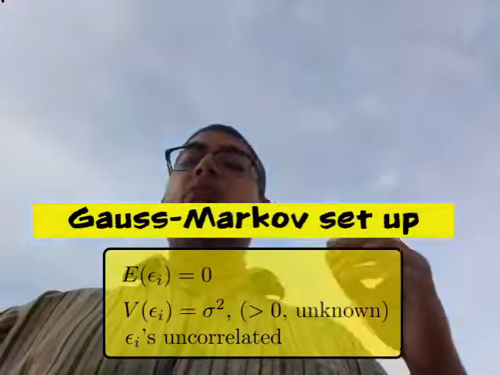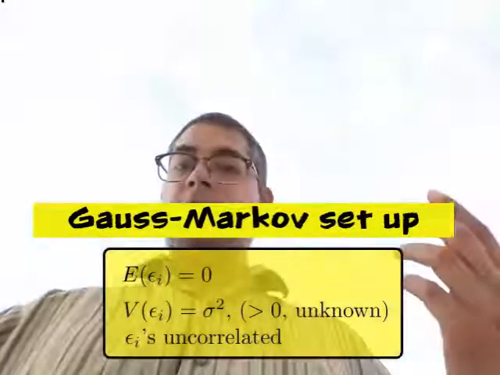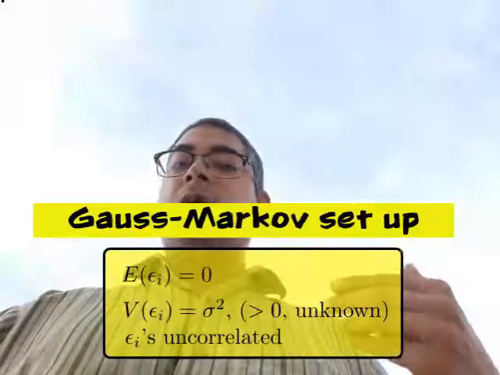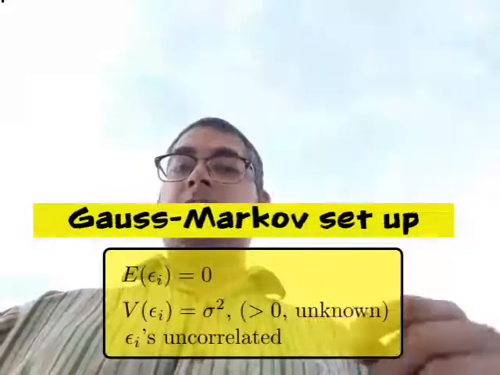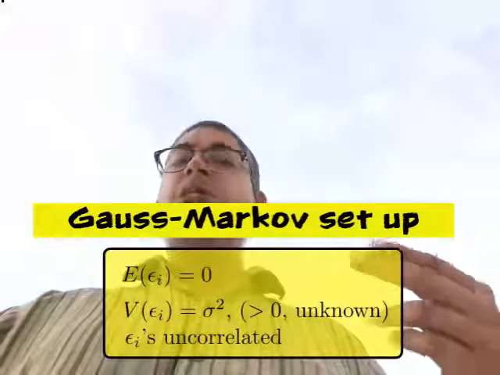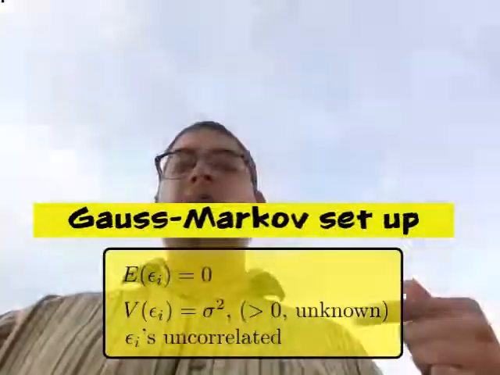We saw that y bar, the simple mean, has some nice properties under this Gauss-Markov setup. We shall see now in the next video that least square estimators in general enjoy certain nice properties under these assumptions.